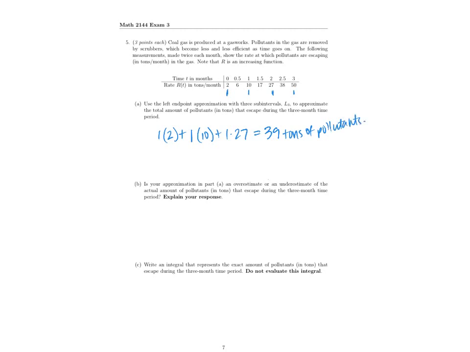Okay, and your approximation in part A, is it an overestimate or underestimate? Explain your response. Well, for the first month, I'm approximating that it's 2 tons per month. But as I can see, the rate is increasing over that whole month. So 2 tons per month is an underestimate for the first month. 10 tons per month is an underestimate for the second month because I can see that the rate is increasing. And 27 is an underestimate for the third month because the rate increases over that third month. So I would say it's an underestimate.